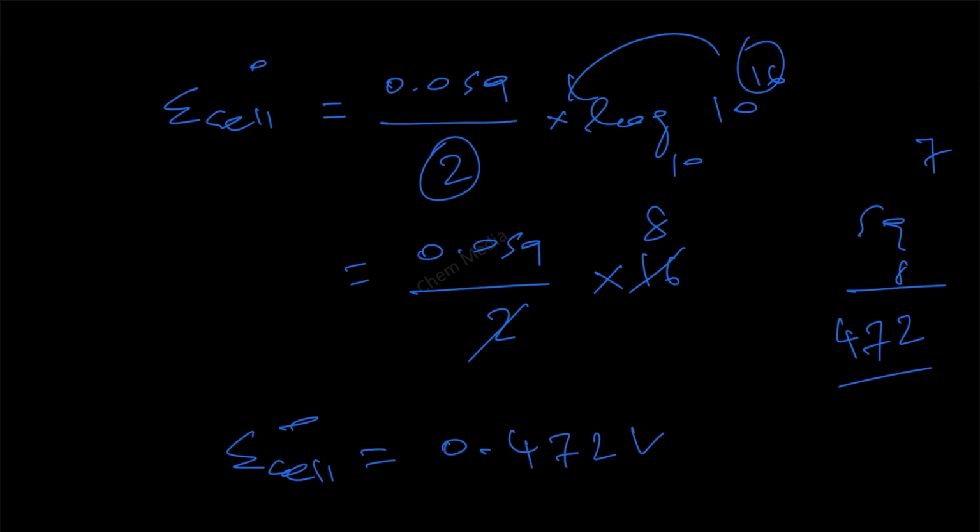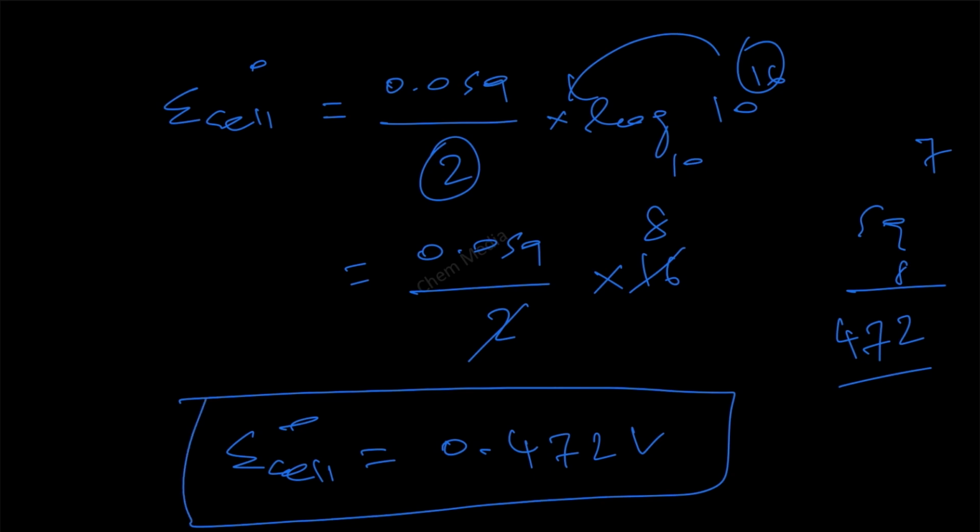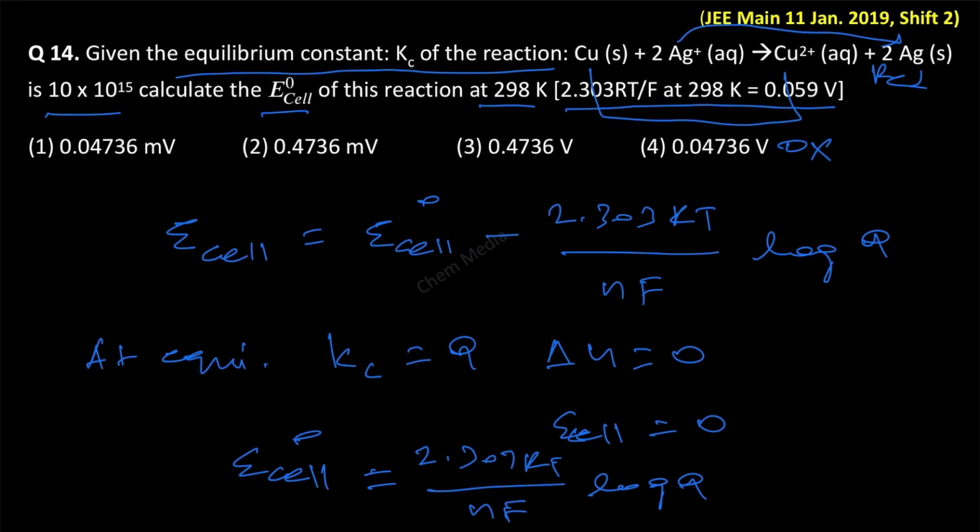The E cell standard value is 0.472 volts. This means option 3 is correct. The closest value that we can see is this one. So therefore option 3 is correct.